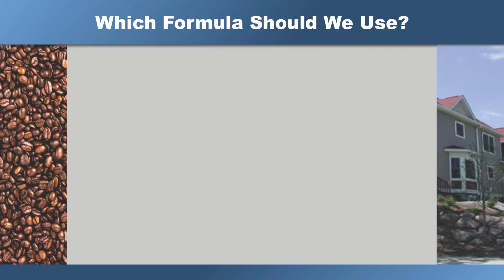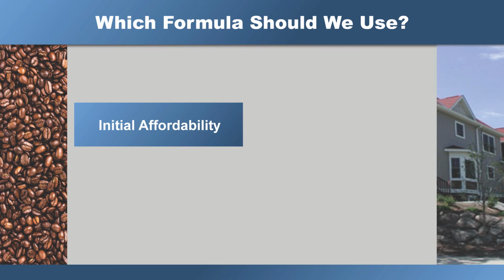Which formula should we use for our particular market? In order to evaluate which formula we should use, first we need to look at how we did in pricing our homes initially. Were we able to reach our ideal target market in our initial pricing? If so, we may be able to choose a more generous formula. Or did we end up compromising and pushing our price up? If that's the case, we would trend towards a more conservative formula.